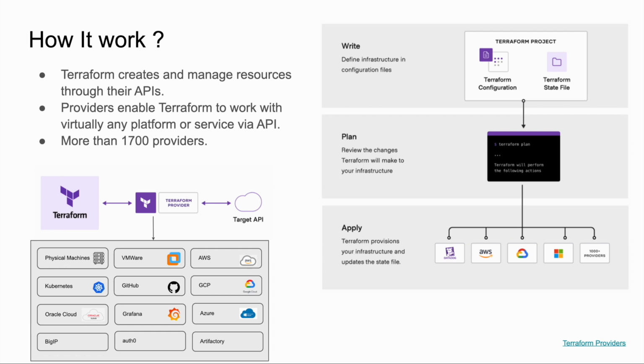How does it work? As I discussed earlier, Terraform creates and manages resources through their APIs. These providers enable Terraform to work with virtually any platform or service. That's why we mentioned that we can almost automate anything, because there will be a provider for it, and if there's no provider, we can create it, or else there's an active community that keeps building and automating new providers.